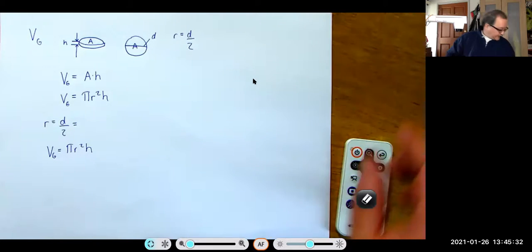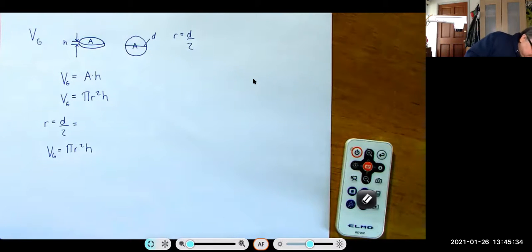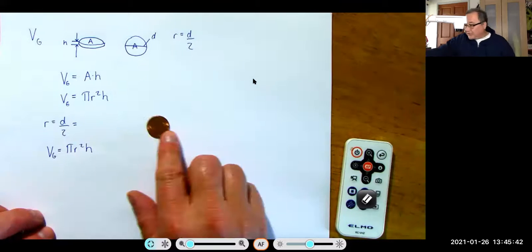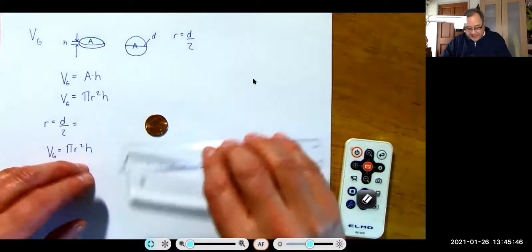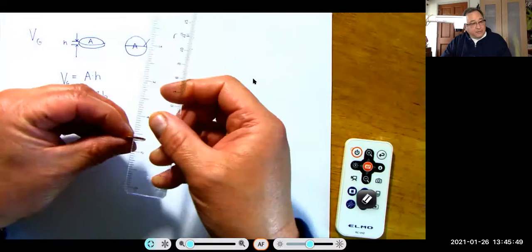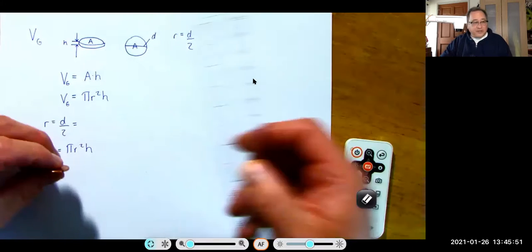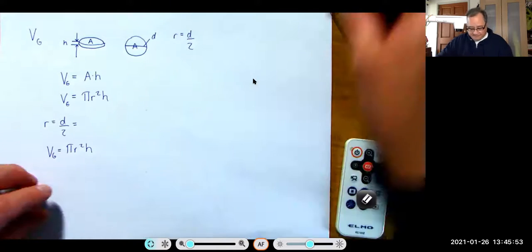And let's see, I have a penny here. So here's a penny, and you're just going to use your ruler to measure the diameter and how tall it is. And remember, you're measuring in centimeters, and you want to measure as best as you can.